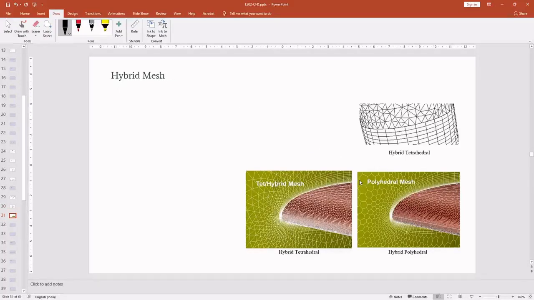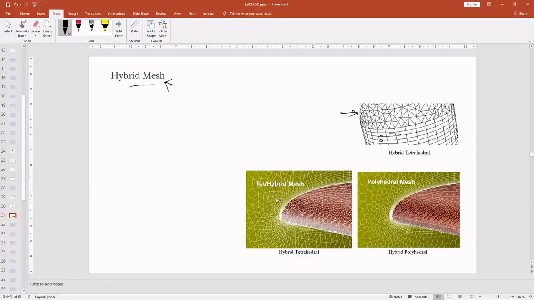Then hybrid mesh. By the name itself, you can know it is a combination of structured and unstructured mesh. Here, if you see in these layers, some particular layers have been meshed with hexagonal cells or brick shaped cells. Beyond that, some part is meshed with tetrahedral cells. So if we are using combinations of meshes, structured, unstructured, or different types of cells, different types of structured or different types of unstructured, such a case becomes a hybrid mesh.